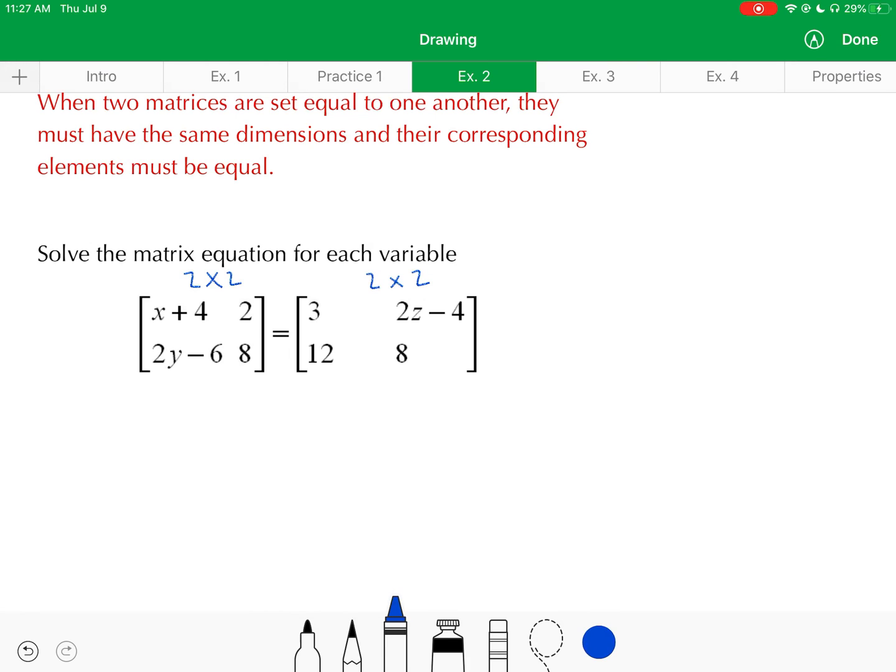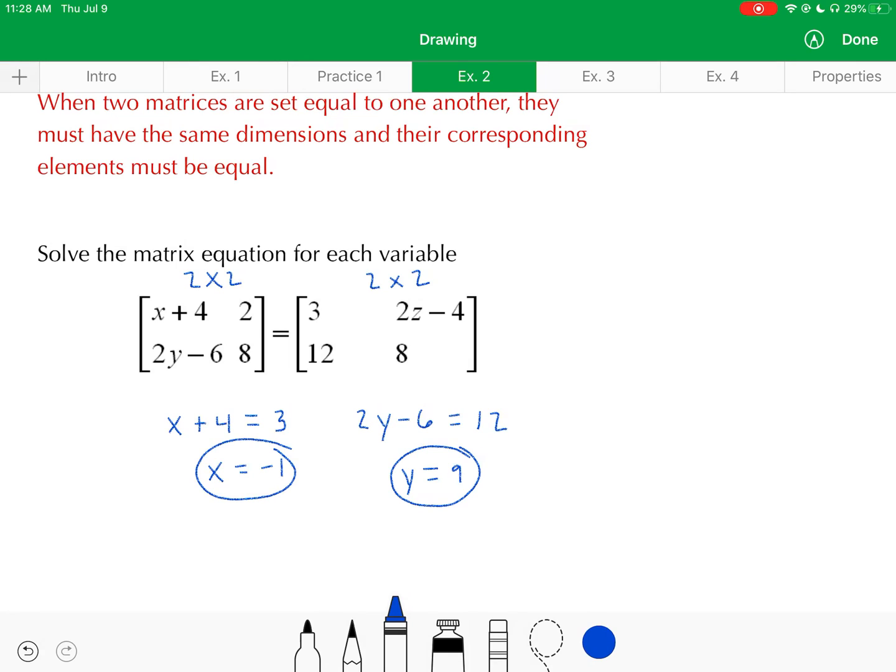So notice the first variable is x, and that's within the first row, first column element of the first matrix there. I can solve for x by simply setting it equal to 3, which is the first row, first column element of the second matrix. And that means x is going to equal -1. If I want to solve for y, that's in the second row, first column of the first matrix. I would set it equal to its corresponding element from the second matrix, which is 12. Solving there, I end up with y equals 9.